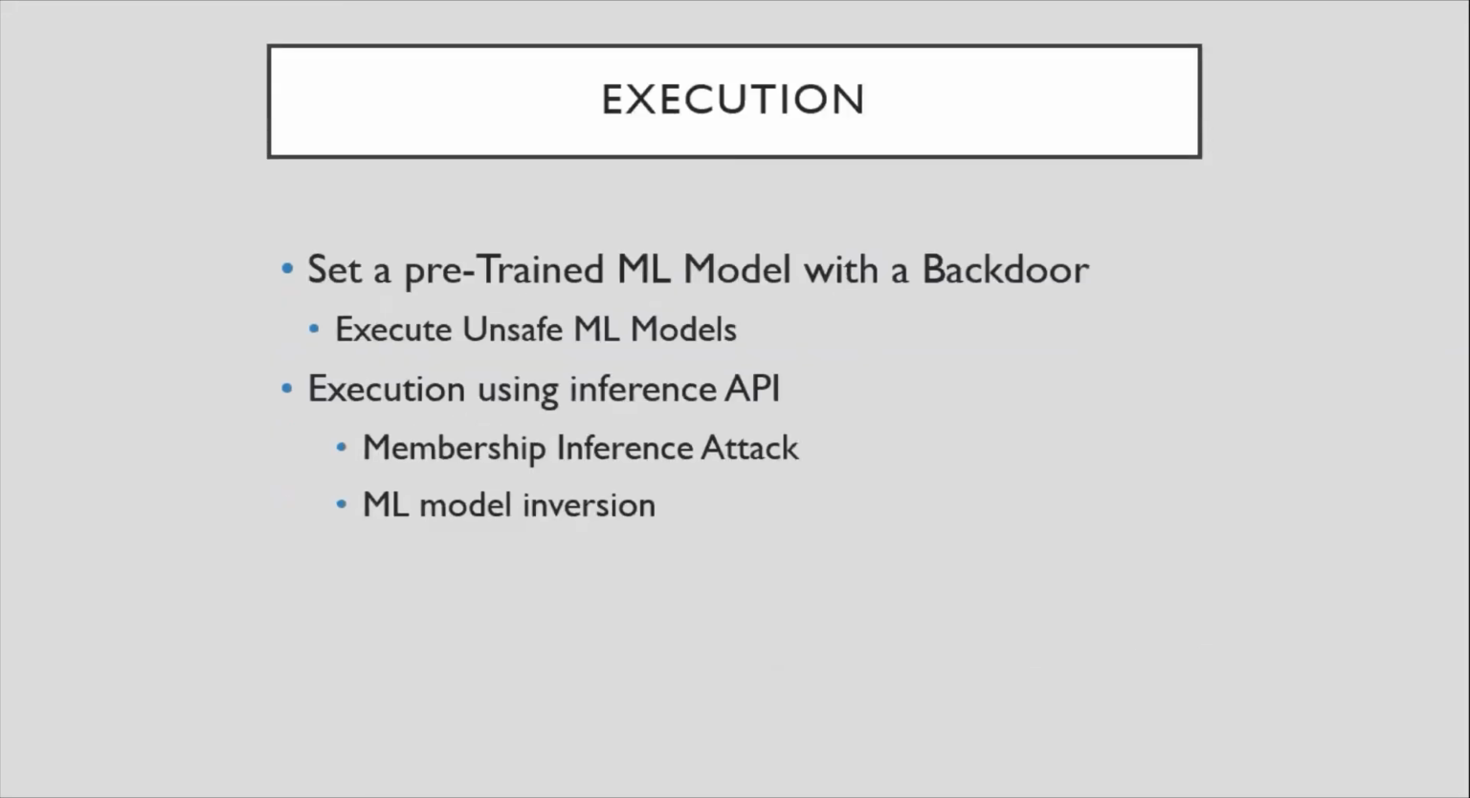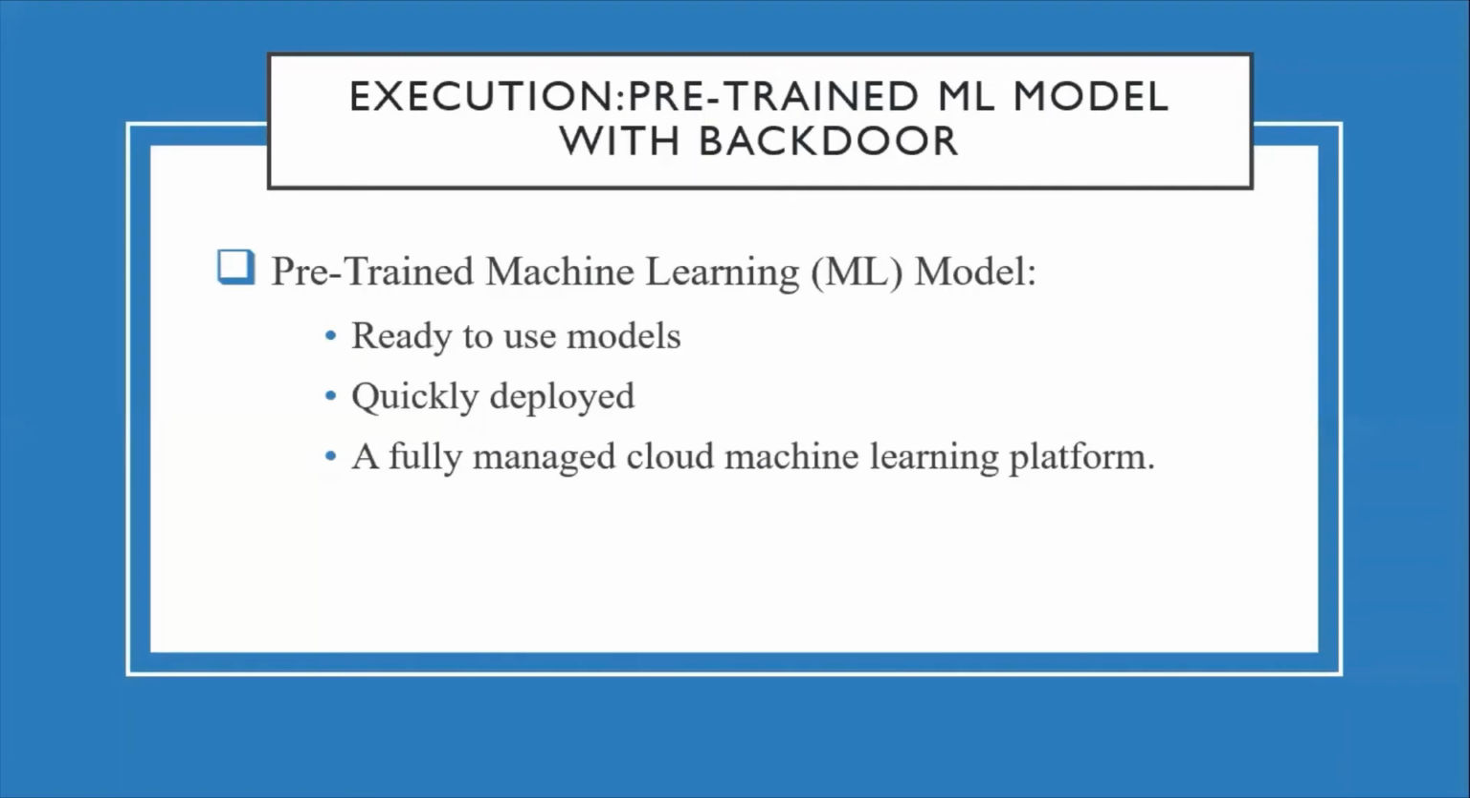Next, we can talk about execution. Execution can happen if the attacker gets a system: he can set up a pre-trained ML model with a Trojan backdoor. It could also include executing unsafe ML models. Also, it can do several executions using the inference API, like membership inference attacks, and also ML model inversion. A pre-trained ML model with a backdoor is a kind of ready-to-use model. It can be quickly deployed, and it is very easy to set up.